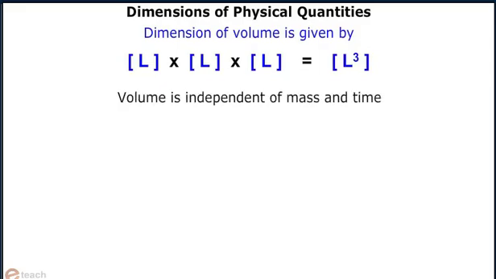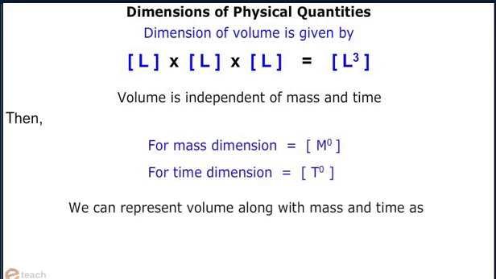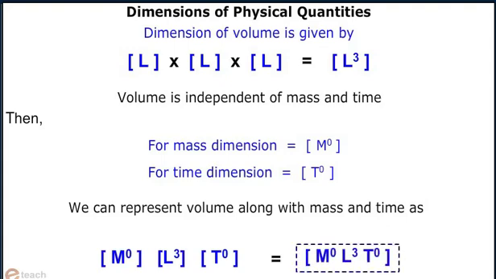Volume is independent of mass and time. Then, for mass dimension, M raised to the power 0, for time dimension, T raised to the power 0, we can represent volume along with mass and time as M raised to the power 0 into L cube into T raised to the power 0, which can be written inside square brackets as [M0 L3 T0].